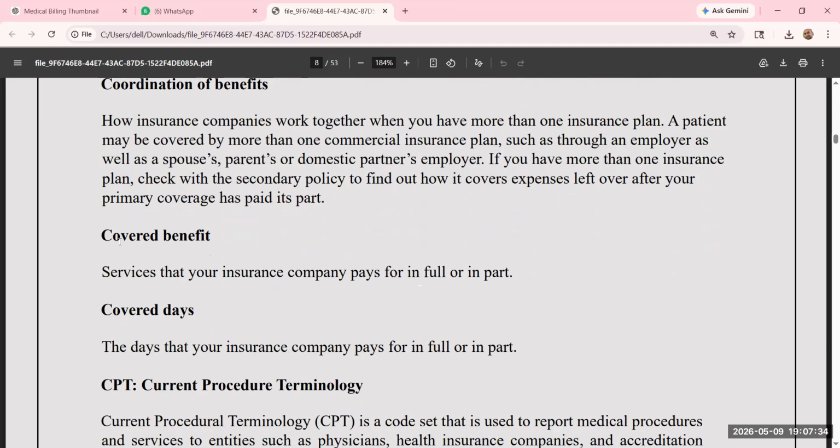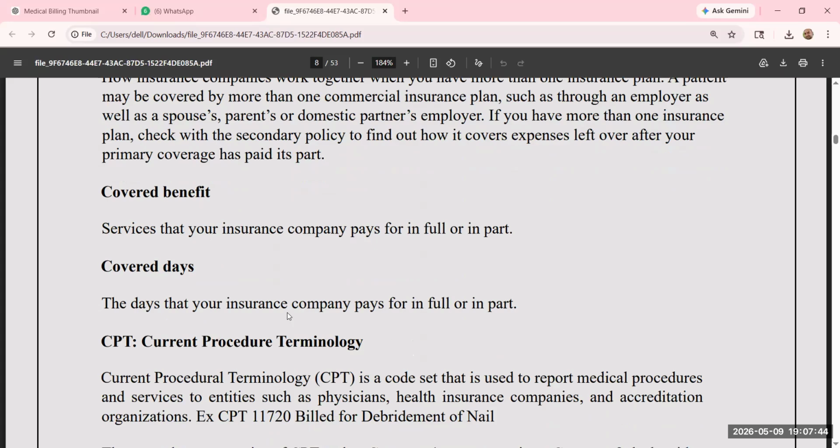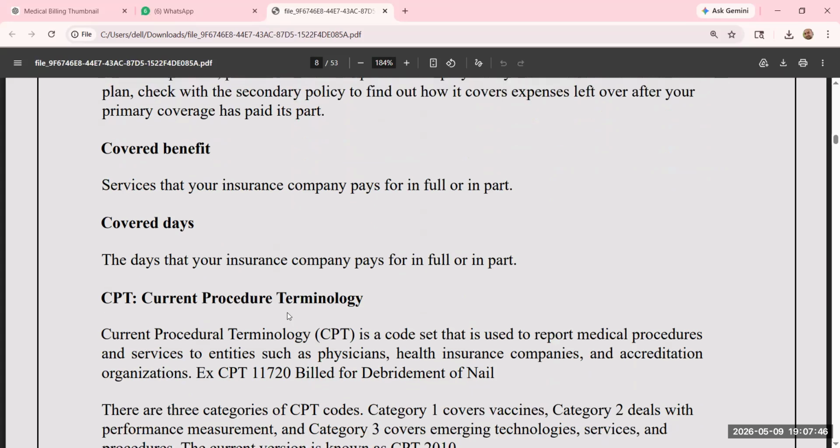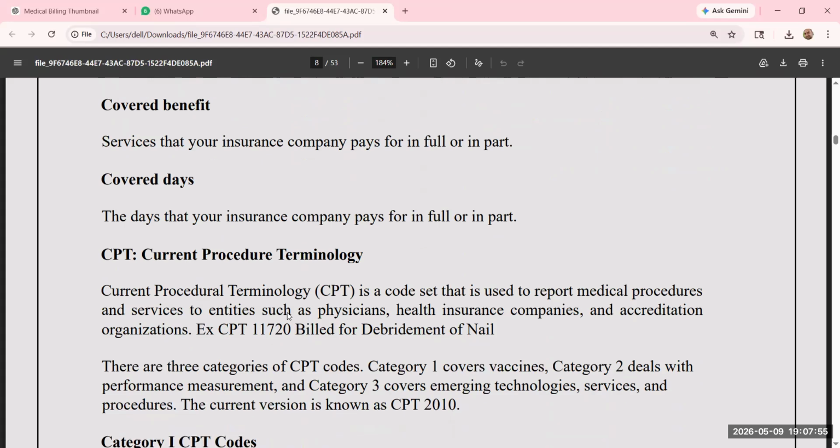So that will be coming under cover benefit. Cover days, so the days your insurance company pays for in full or part. Cover days is also given in the policy, how many days under this file or claim will be generated, so the company will pay in full or part.